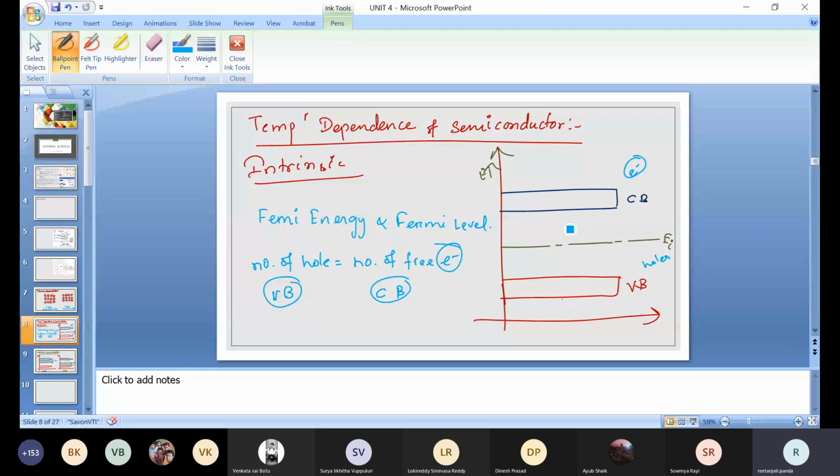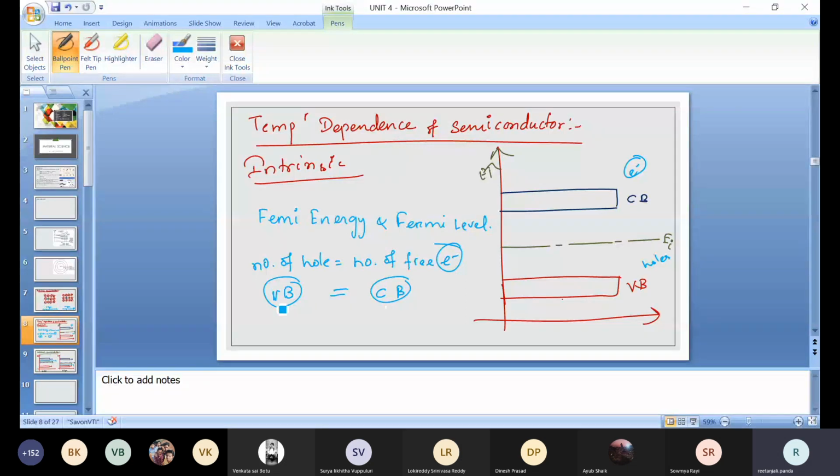Now as I give the external excitement, the electrons here will break the covalent bond and jump to the conduction band, right? From valence band to conduction band they jump because of the external excitement. So the number of electrons which jump from valence band to conduction band is equal to the number of holes created in the valence band. That's why it will always balance each other.